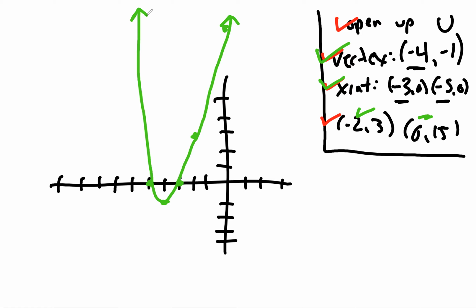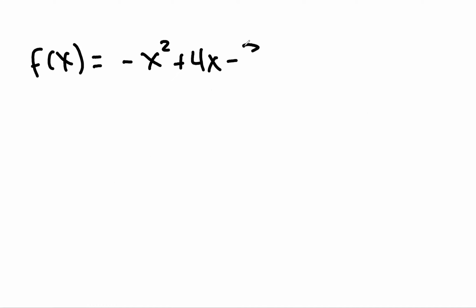All right, I'm going to take your silence as yes, we can move on. Okay, so here we go. The next one is going to look a little different, so pay close attention to how it looks and how I deal with it. So I'm going to have f of x equals negative x squared plus 4x minus 3.